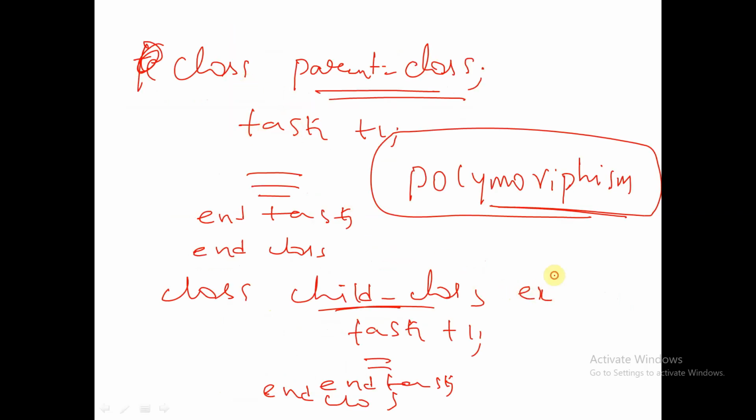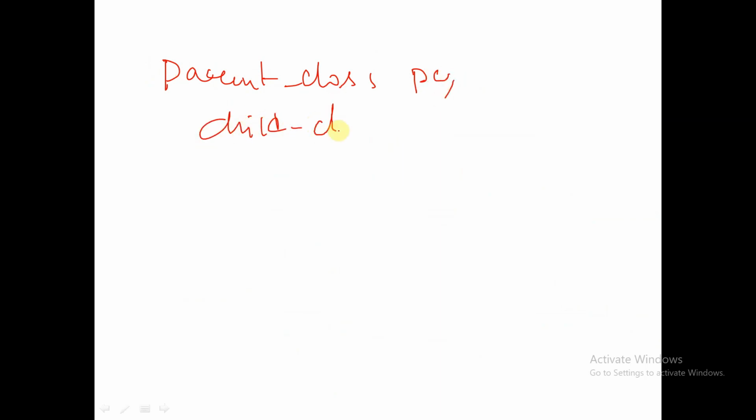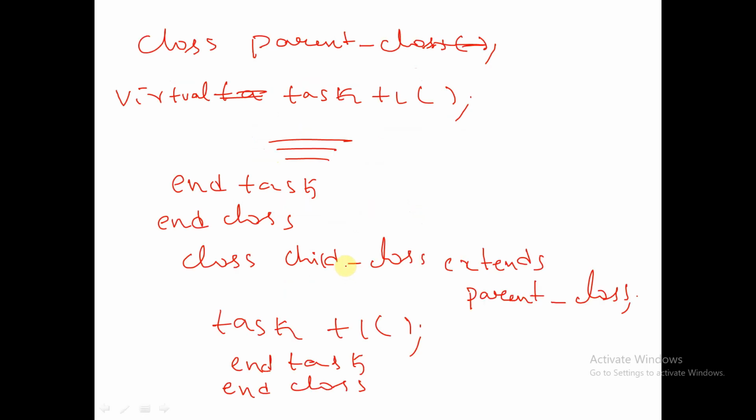In the previous example also, the child class extends from the parent class, extends parent_class. Here, I will declare the parent class handle as PC, parent_class as PC, and child_class as ch. Now I'm making the assignment PC is equal to ch, and I'm going to call the task PC dot t1.